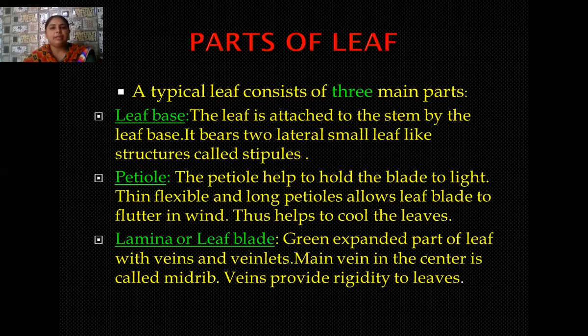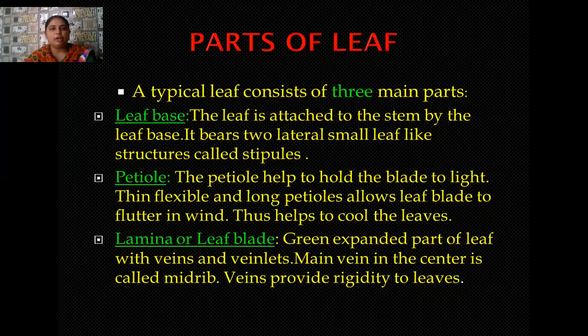It is also known as the leaf blade. So what is this lamina? This lamina is actually the green expanded part of the leaf. And there are so many identifying features present on this lamina, that this lamina contains many veins and veinlets. And the main vein that is present in the center of the lamina is known as midrib. And from this midrib, so many other veins and veinlets arise.